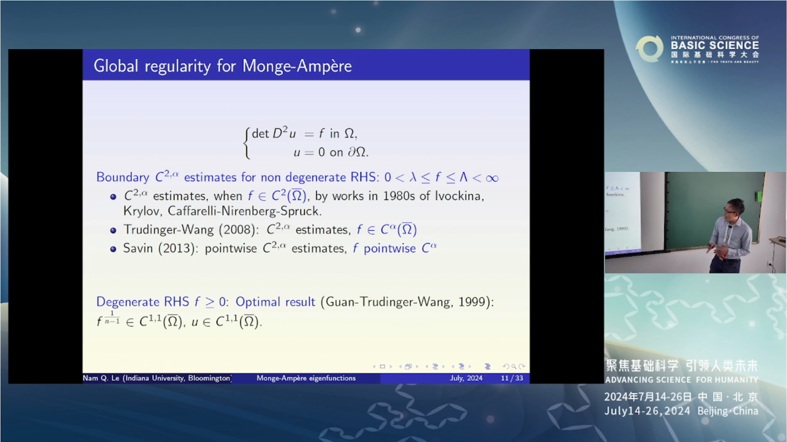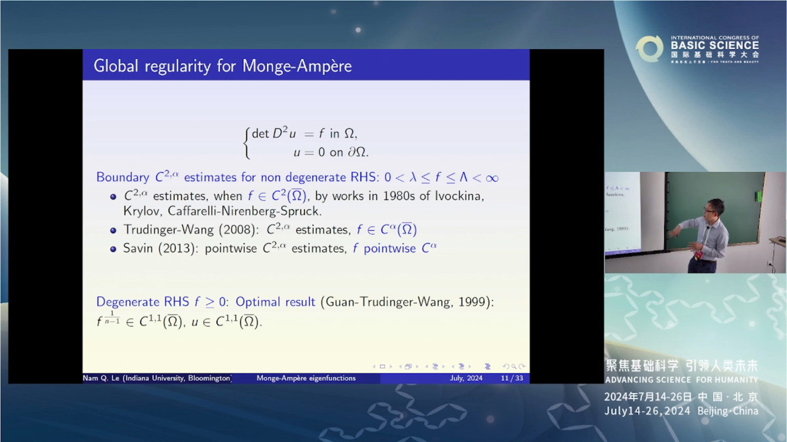Before doing that, I will mention briefly the result in the case of the Monge-Ampere equation, where we would like to prove the boundary C2 alpha estimates. As I mentioned before, in order to study the higher order regularity for this non-degenerate equation, the critical estimate we need is the global C2 alpha, because when we have the global C2 alpha, the linear operator becomes uniformly elliptic, and we can use the classical Schauder theory. And so C2 alpha is the critical case.